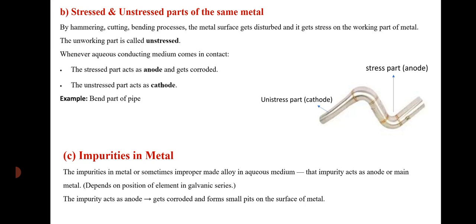Then, if the metal contains impurities or is an improper alloy, galvanic corrosion may occur. It depends on the positions in the galvanic series. Impurities may act as an anode or a cathode. If the impurities act as an anode, they get corroded and form small pits, leading to pitting corrosion.